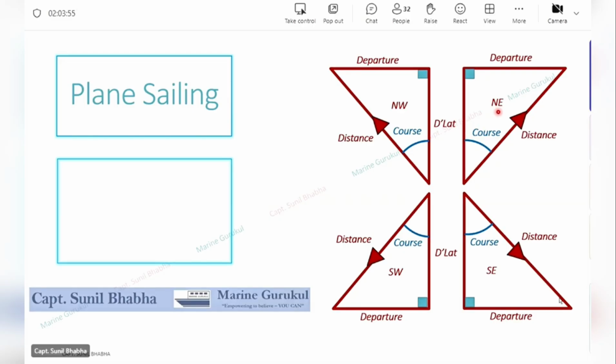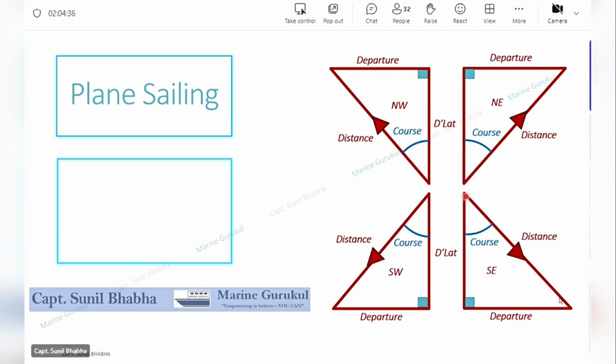Second thing to keep in mind is that whenever we are doing plain sailing calculations, the course which is obtained is always the quadrantal course. It is not the three-figure notation or true notation course. It is the quadrantal course. In case of the northeast triangle, this course is north so many degrees east. When we calculate the D-lat and D-long between the initial and final positions, it will immediately tell us what is the direction in which the ship is traveling.